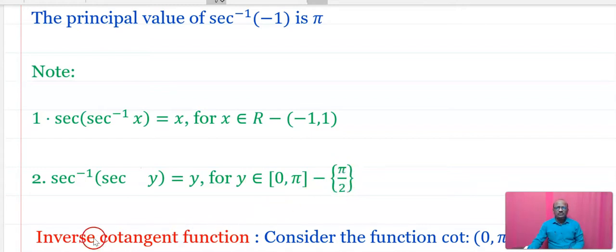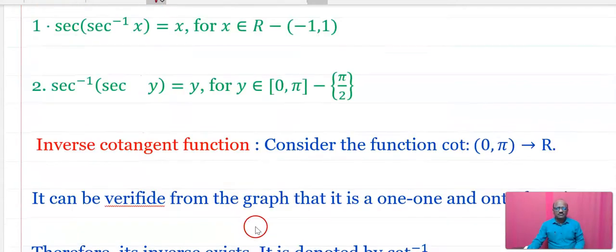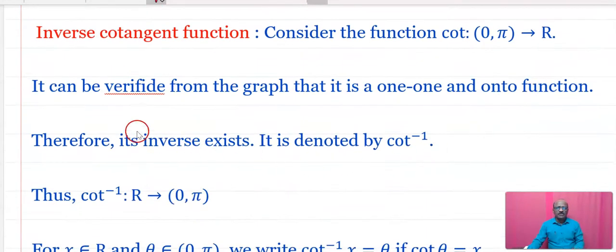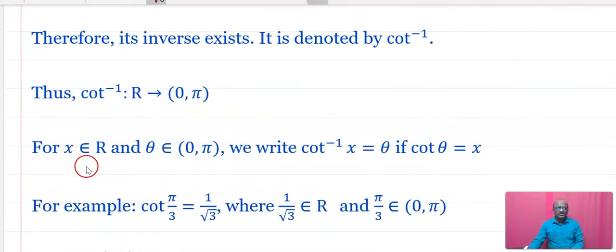Now the inverse cotangent function. Consider the function cot from 0 to pi to the set of real numbers. It can again be verified from the graph that it is one-one and an onto function. Therefore, its inverse exists and it is denoted by cot inverse. Cot inverse is defined from R to the open interval 0 to pi. Here x belongs to the set of real numbers and theta belongs to the open interval 0 to pi.